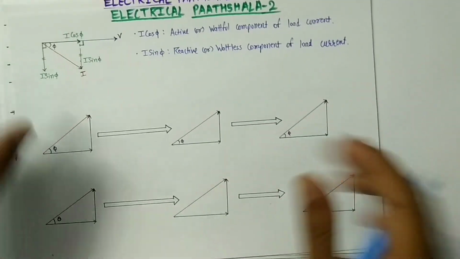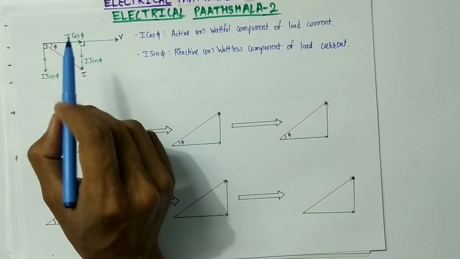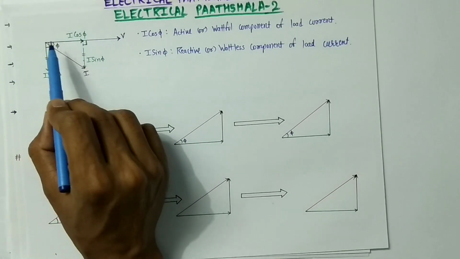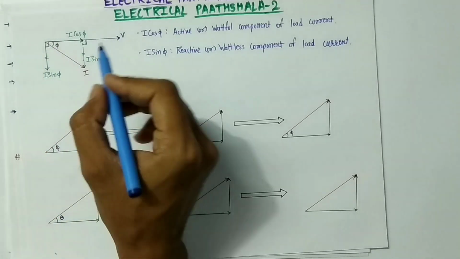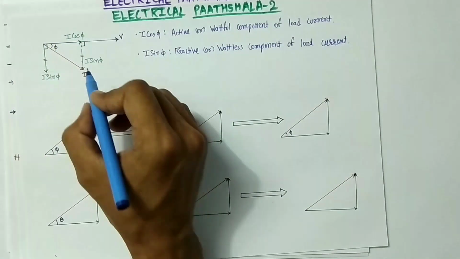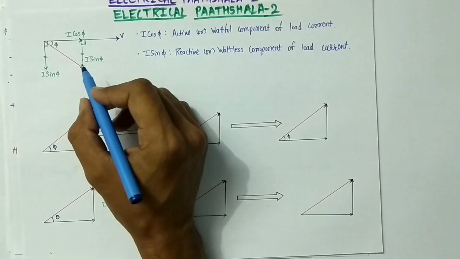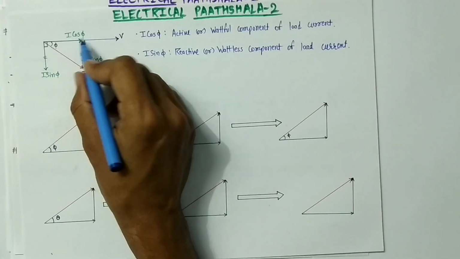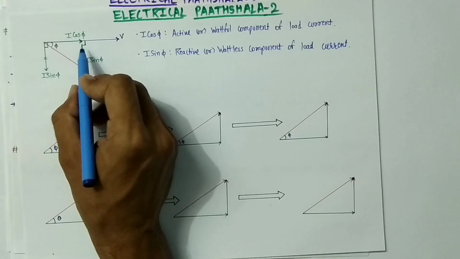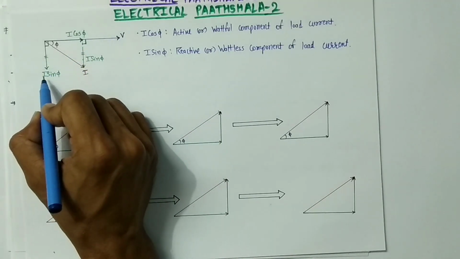To draw the power triangle, remember the phasor diagram of the load, which is the combination of resistive plus inductive load. In this phasor diagram, we know that the current lags the voltage by some angle phi. Now we will resolve this current into two components. The first component is in phase with the supply voltage, and this component is I cos phi, and the second component is 90 degrees out of phase from the supply voltage V, which is I sin phi.